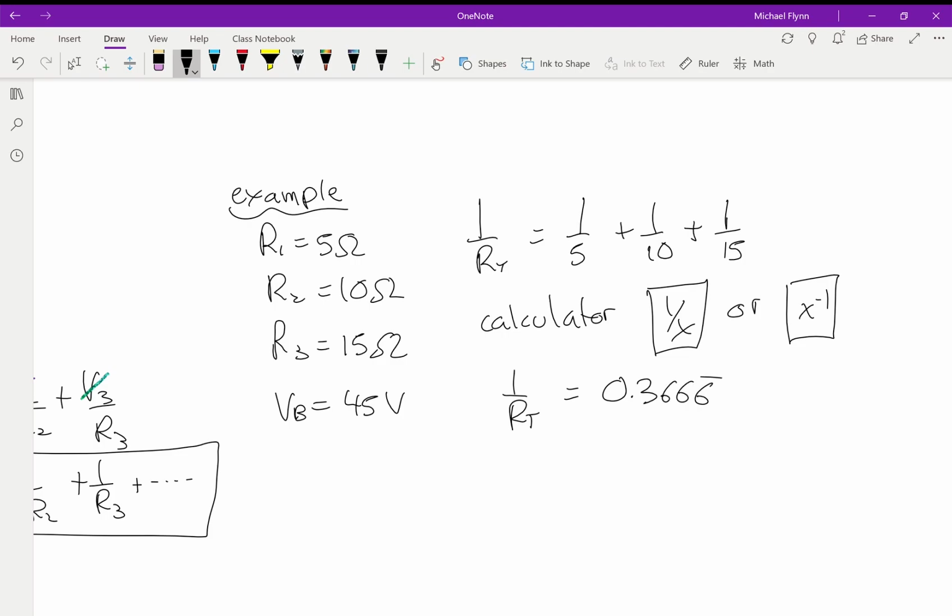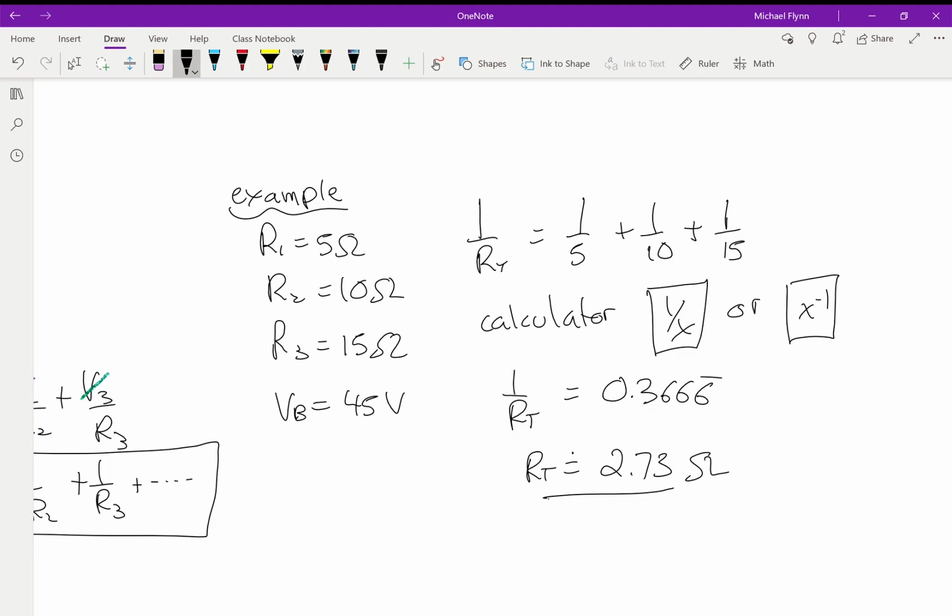When I do that, I get 1 over RT equals 0.3666 repeating. Now that's not my answer, that's 1 over my answer. So I press 1 over x one more time, and I find that the total resistance is 2.72, and it repeats after that. I'll round it to 2 decimal places, approximately 2.73 ohms. Now look at that number. See how small it is? It's actually smaller than the smallest resistance.